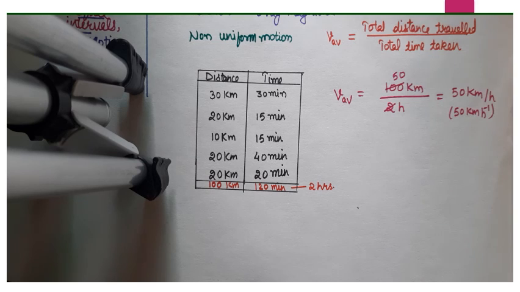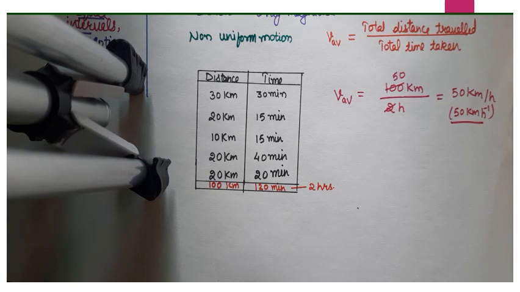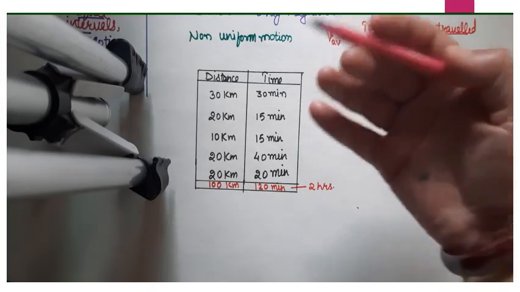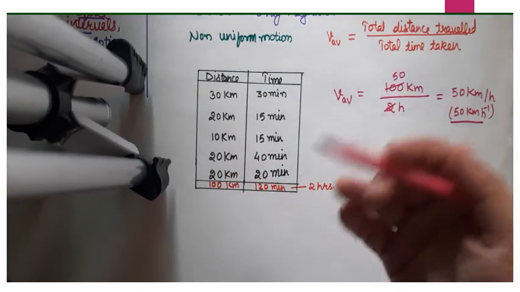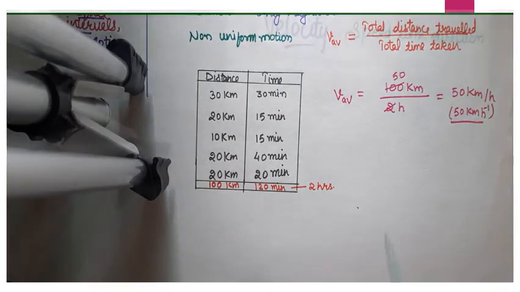So here the average speed is found to be 50 km per hour, but that doesn't mean that the speed of the car was 50 km per hour all through the journey. It keeps changing at different times. Sometimes it may be faster, sometimes it might be traveling slower.